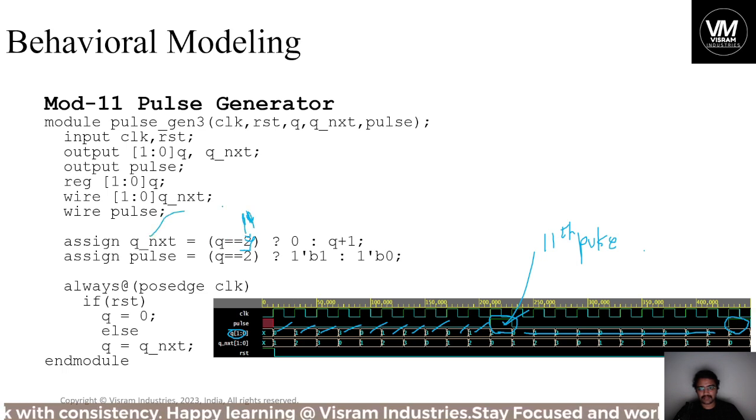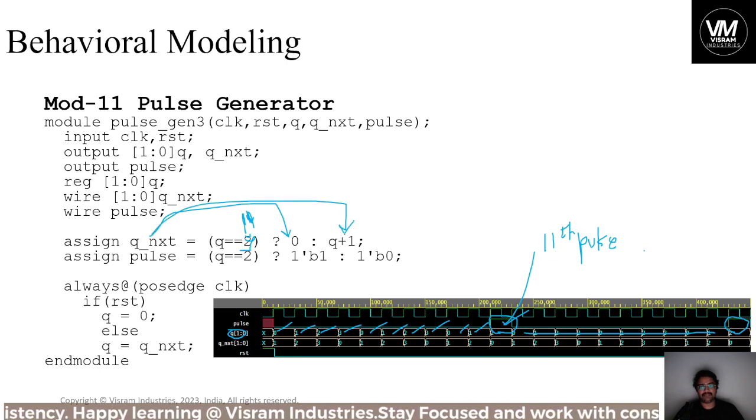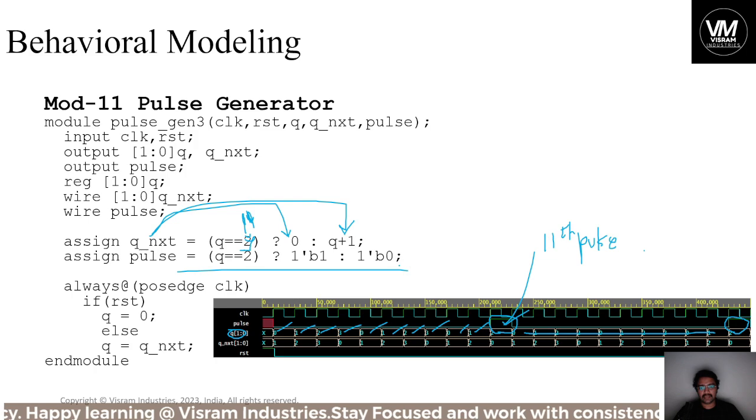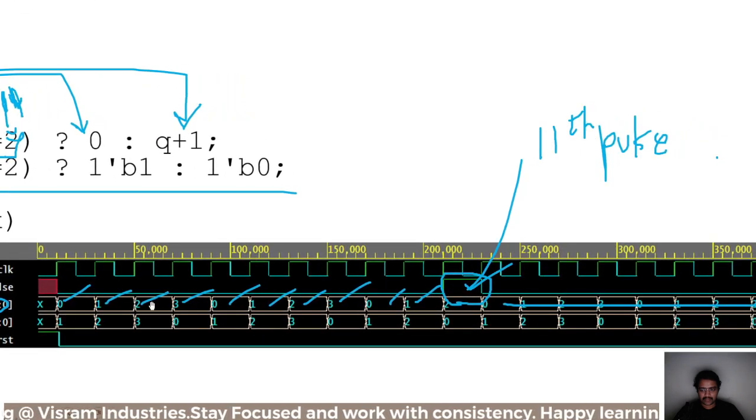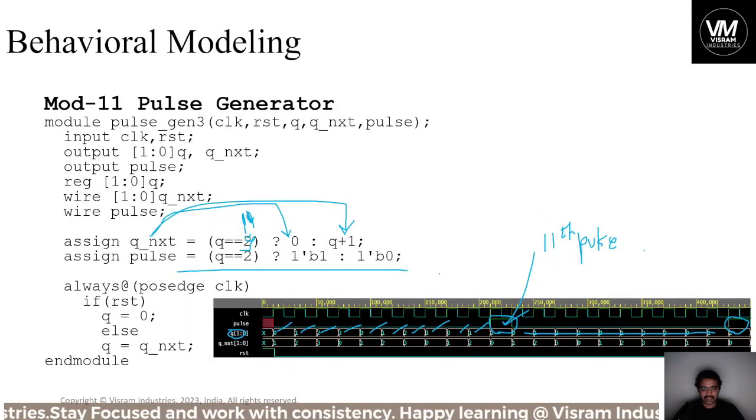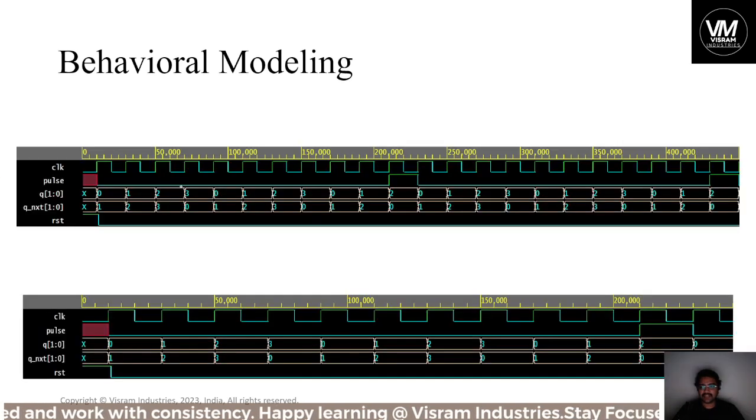Then Q next will be Q plus 1. Simple. The same hierarchy will be followed. As you can see, this is how the pulse generation happens, but for every 11 pulses. Okay. Then what is our next step?